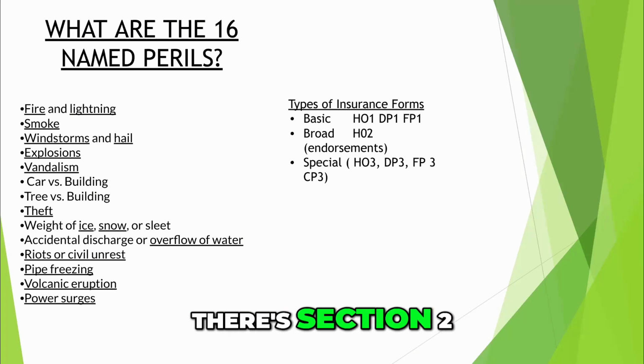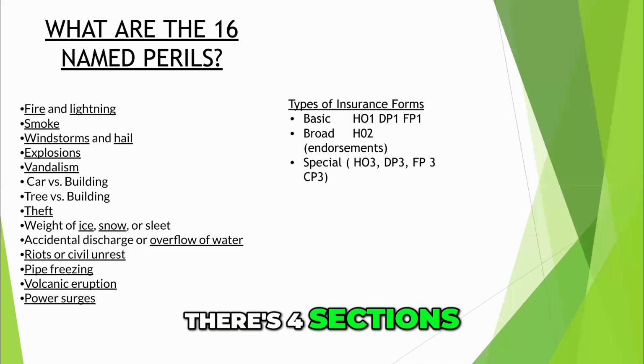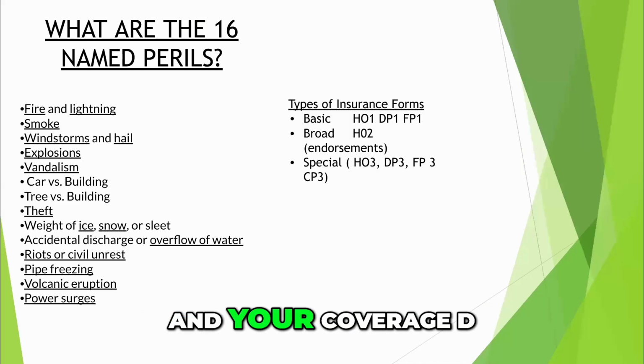There's section 1 and there's section 2. Section 1 is the only part of the policy that you as the insured deal with, unless you have to go to section 2 for something else, and I'll explain that briefly. So section 1, there's 4 sections, right? You have your coverage A, your coverage B, your coverage C, and your coverage D.